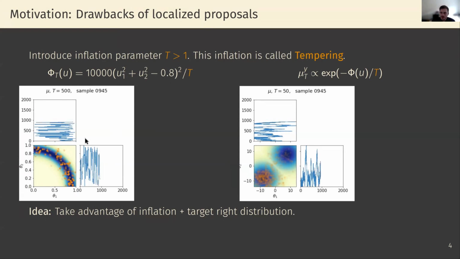However, there's one technicality here, and it is that this posterior is obviously not the one that we were ultimately interested in. So the idea behind tempering methods is to take advantage of this inflation of the posterior, but at the same time produce samples that come from the right distribution, from the distribution that we're ultimately interested in.